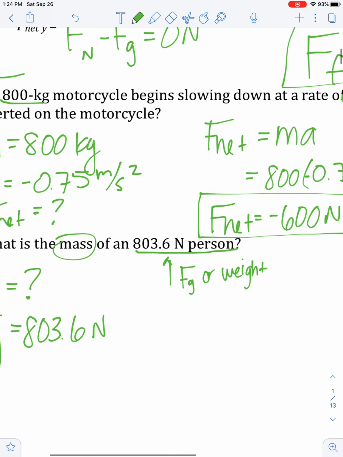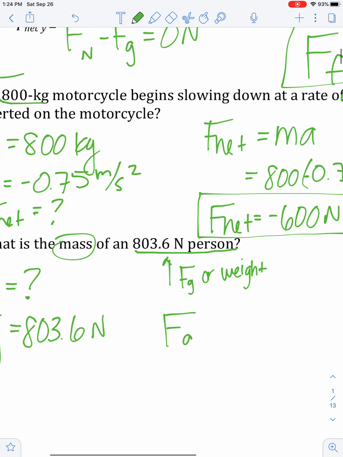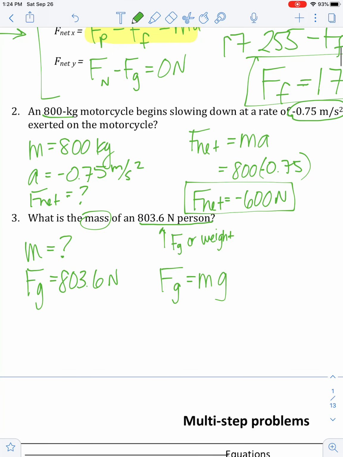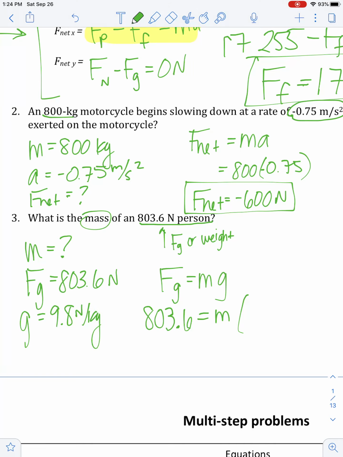What equation do I have that relates those two? Well, that's my Fg equals mg equation that we learned a long time ago. So Fg is the weight, 803.6. Mass is what I'm looking for. G on Earth, we want to write it down, is always 9.8 newtons per kilogram. So I'm going to put a 9.8 there. Divide both sides by 9.8.